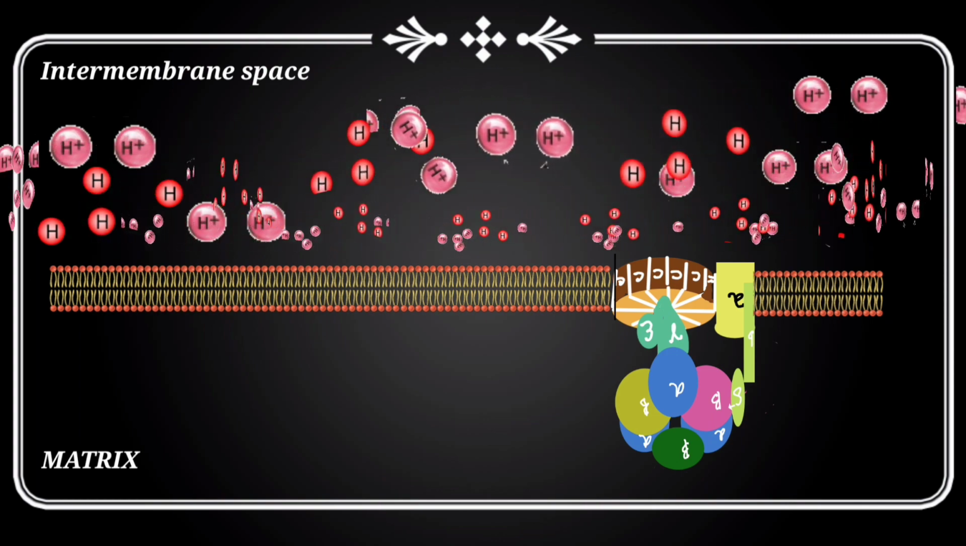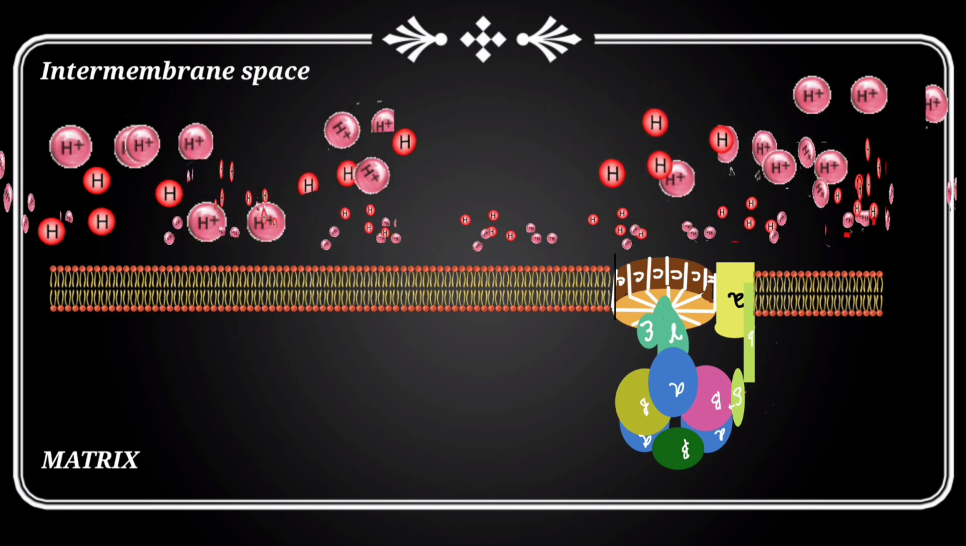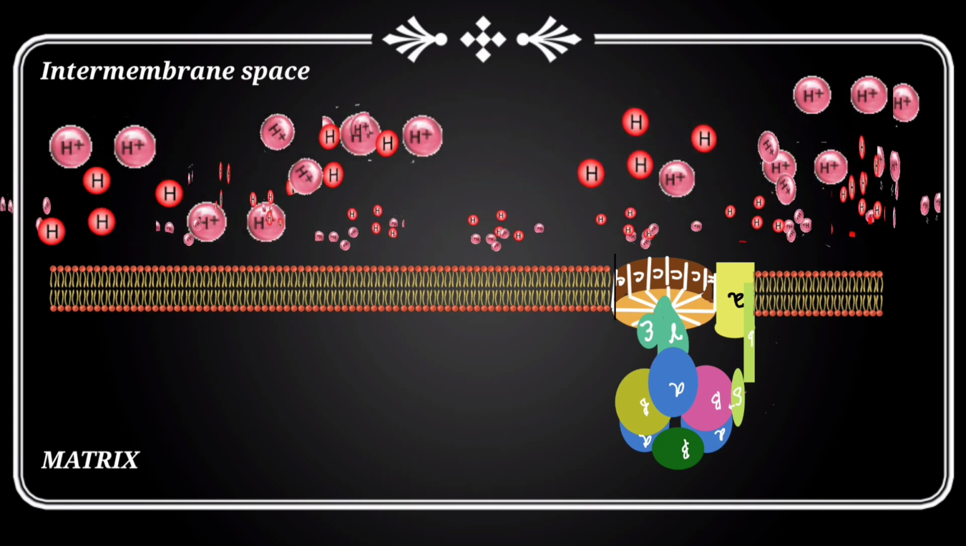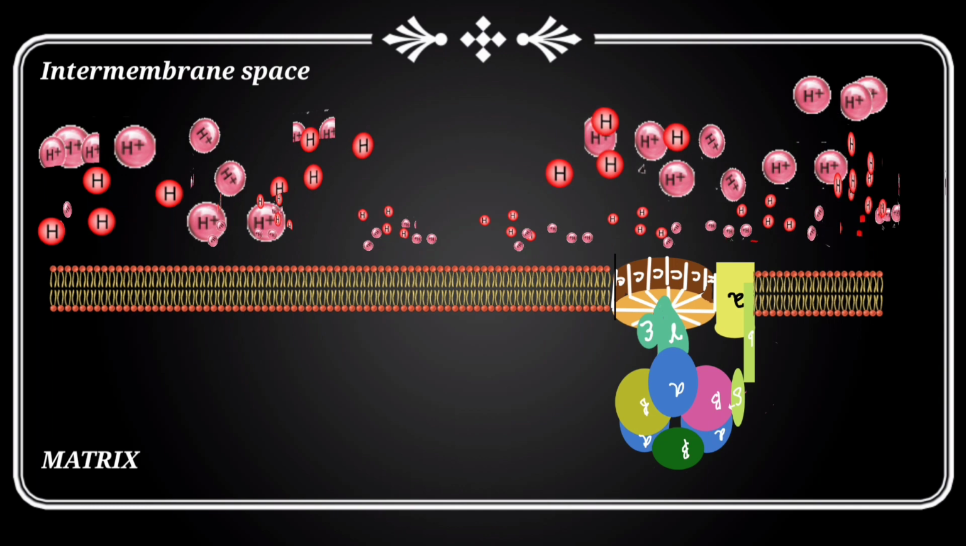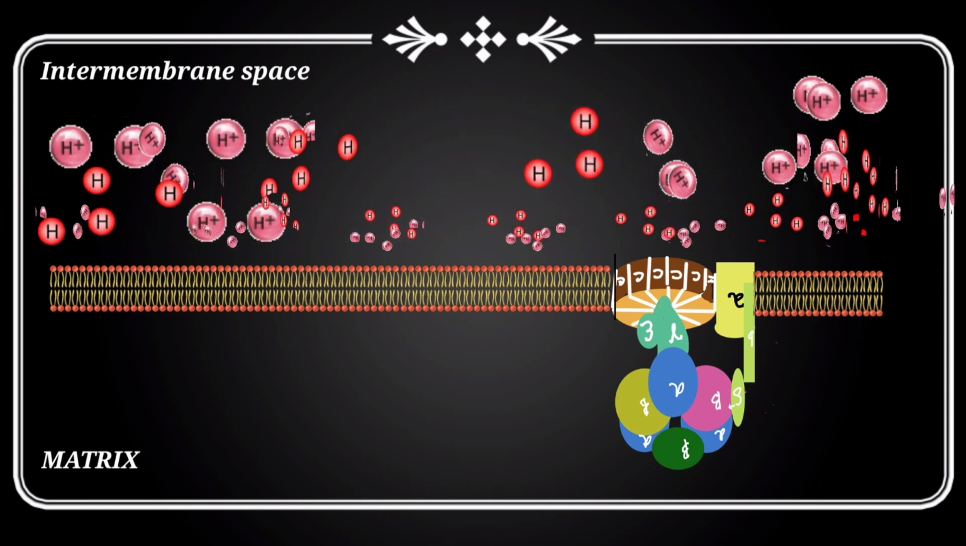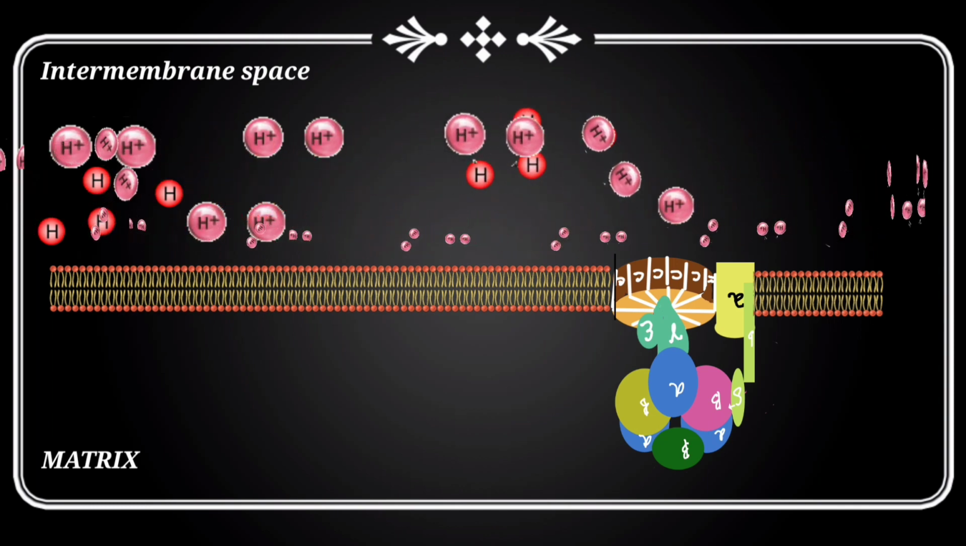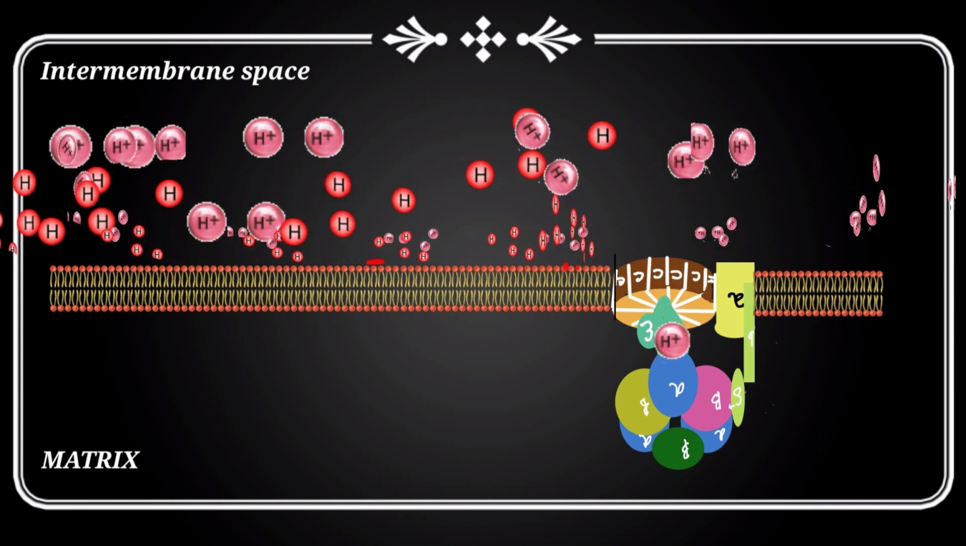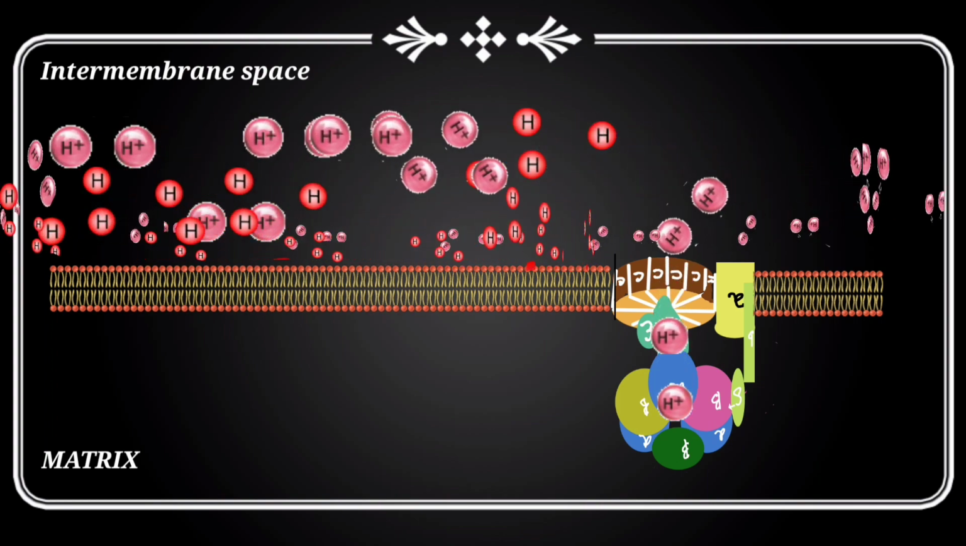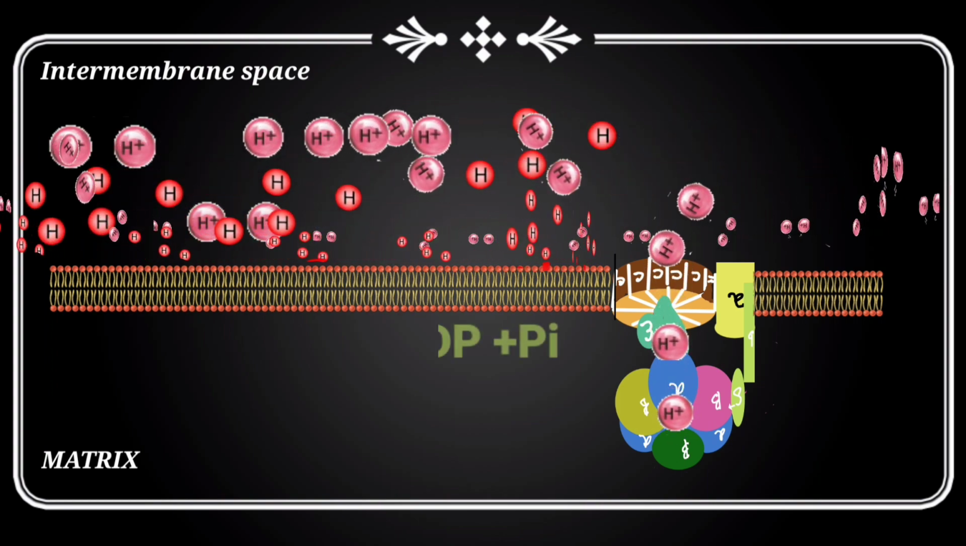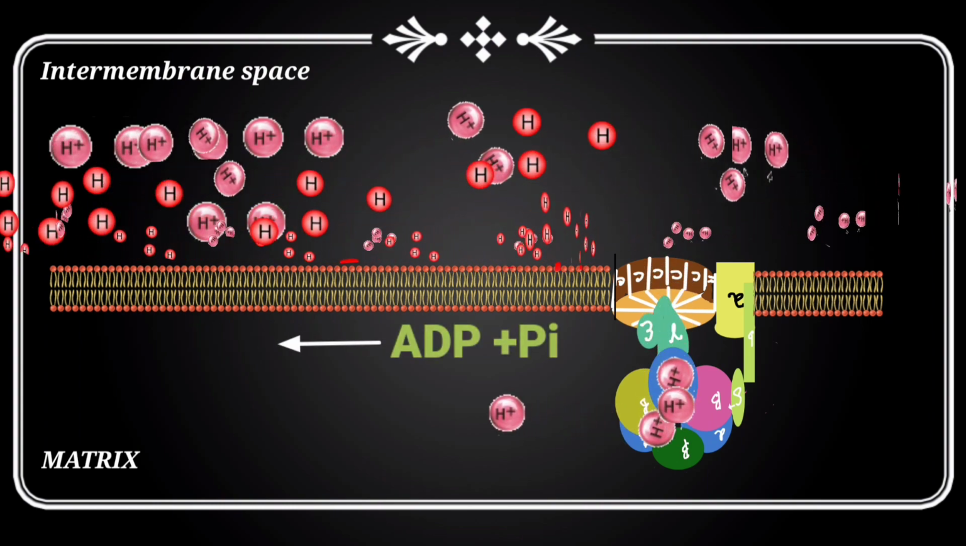The protons in the intermembrane space have a thermodynamic tendency of flowing back into the matrix so as to equalize pH. ATP synthase is a transmembrane protein complex that uses the energy of H+ flow to synthesize ATP from ADP and inorganic phosphate in the matrix.